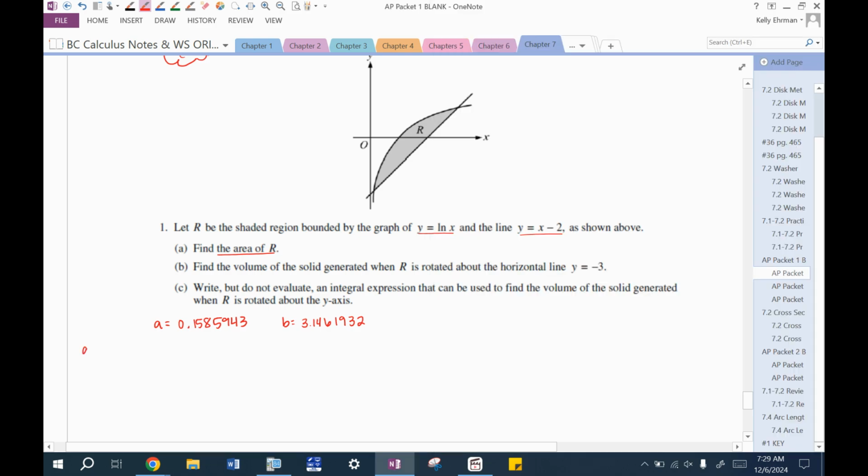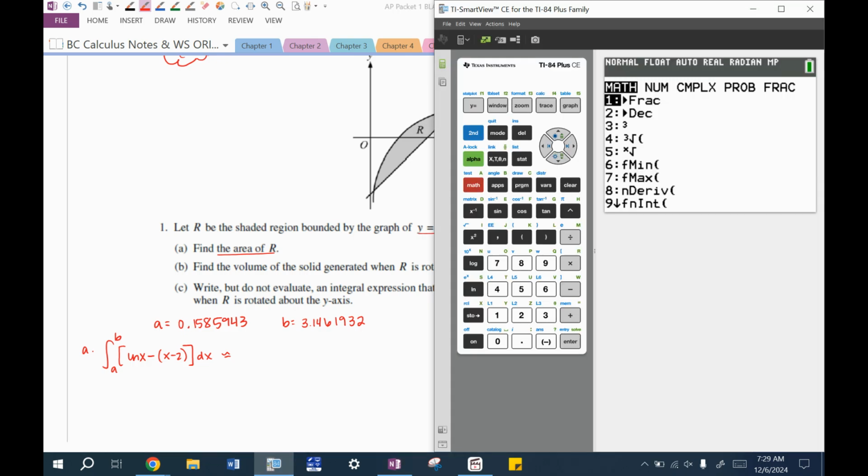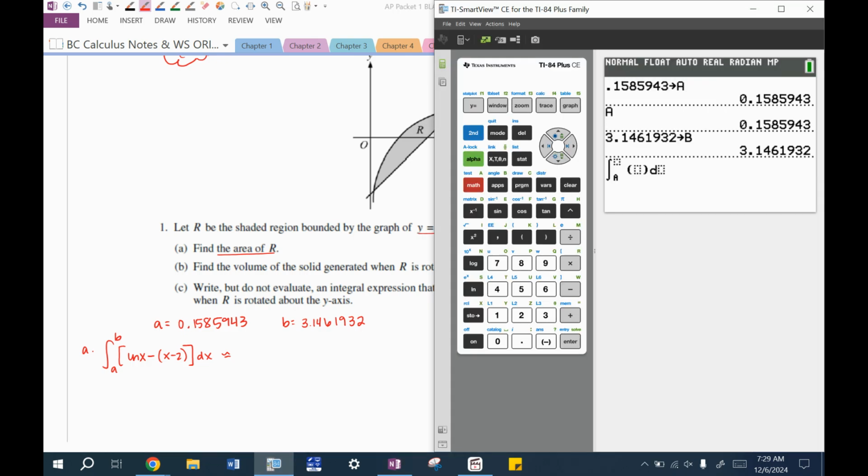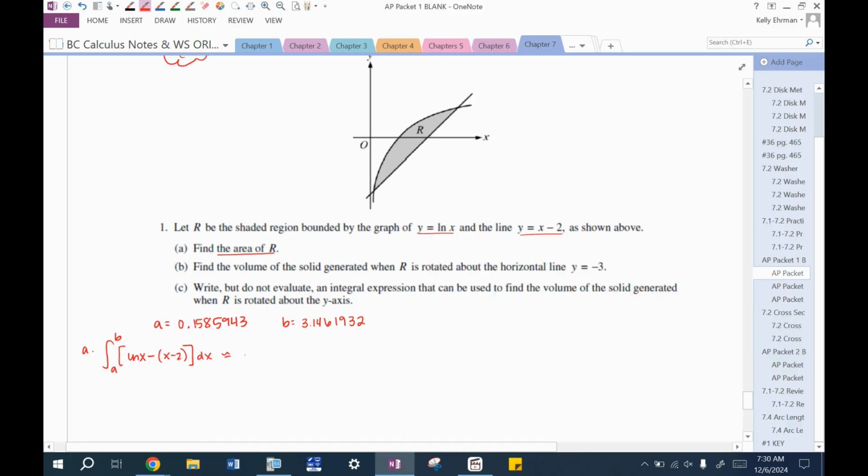So for part A, I want to find the integral from A to B of top minus bottom, which would just be ln x minus the quantity x minus 2, or distribute that through. It is wrong if you say minus x minus 2. That's not mathematically the same. So please be careful there. And then because I stored these values, when I set up my integral, I'm going to do alpha A to alpha B. And then ln x, I'm just going to distribute here, minus x plus 2. So this is about 1.949.